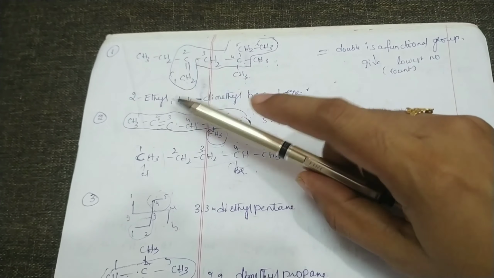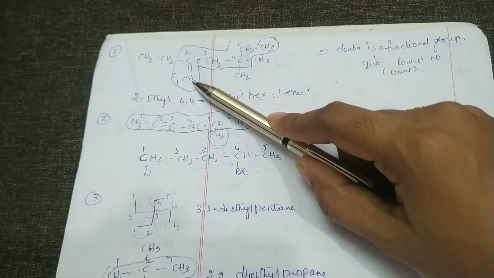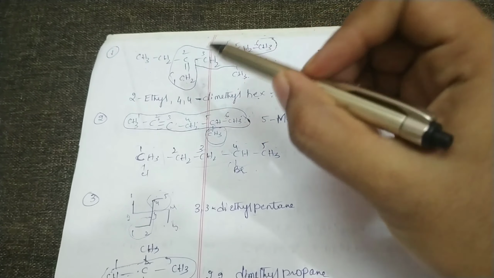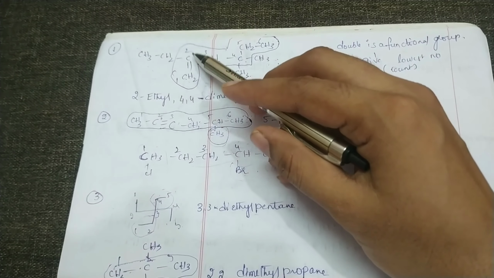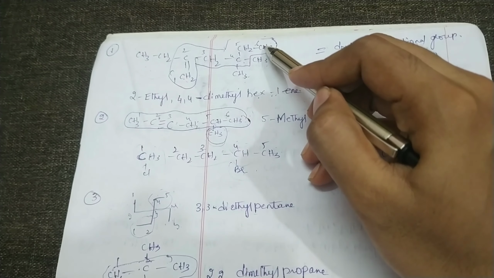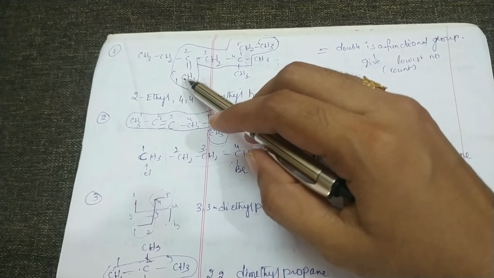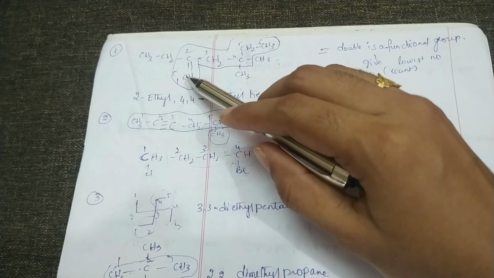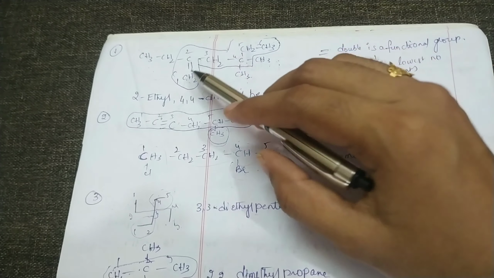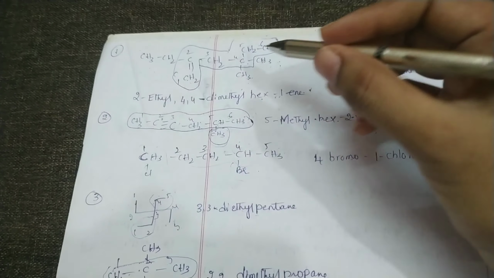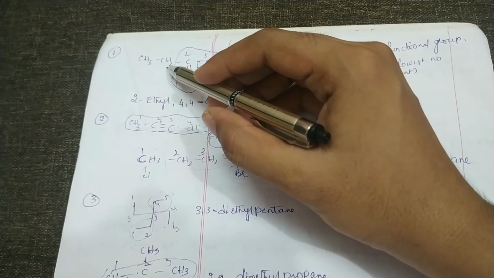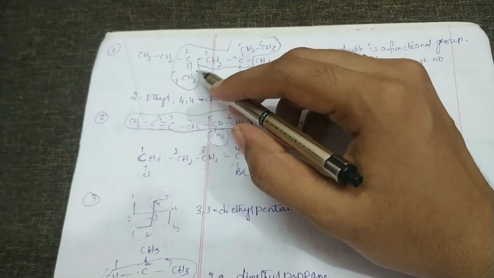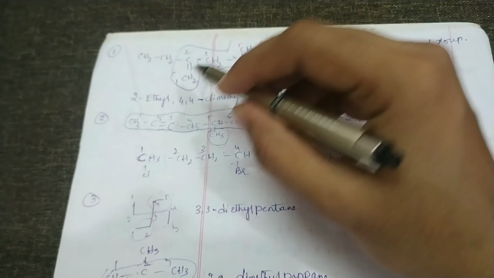In this compound, the double bond is the functional group, so the double bond will receive the lowest number. So we have to give the number from this side, 1 2 3 4 5 6. If you are giving the number from this side, 1 2 3 4 5, 5 carbon atoms; if you are giving the number from this side, 1 2 3 4 5, so this is the longest chain. Here, what are the substituents? Here is the ethyl group, and this is the methyl group. So now we will write the name for this compound.